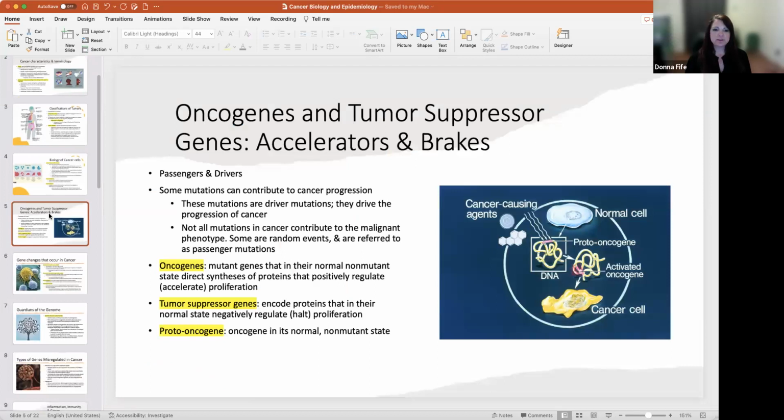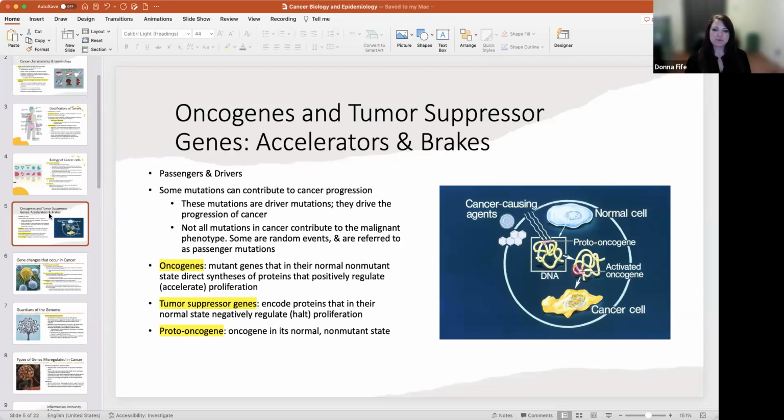Oncogenes and tumor suppressor genes, the accelerators and the brakes. We have passengers and drivers. Some mutations can contribute to cancer progression. These mutations are drivers as they drive the progression of cancer. Not all mutations in cancer contribute to the malignant phenotype. Some are random events and are referred to as passenger mutations.